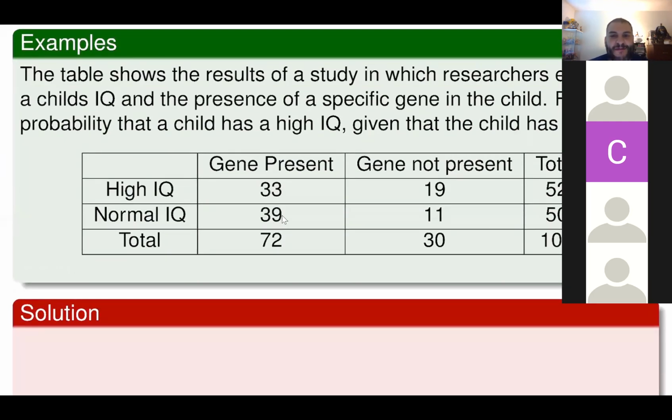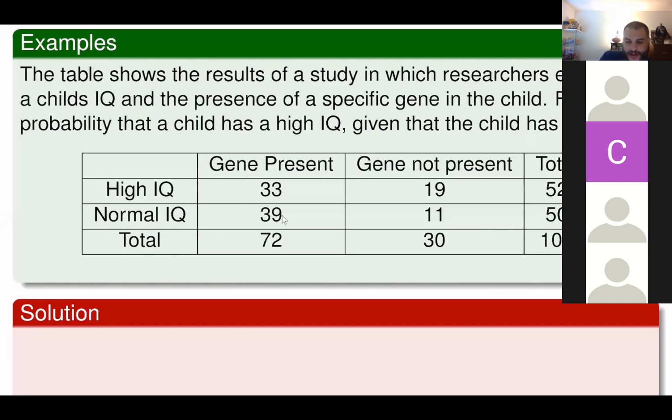All right. So for this one, we're going to use the formula, but it's also kind of easier to not use a formula. But let's do the formula for that. You can get used to the formula, and then I'll show you how to do it without the formula. So this one says the table shows the result of a study in which researchers examined a child's IQ and the presence of a specific gene in the child. Find the probability that a child has a high IQ given the child has the gene.